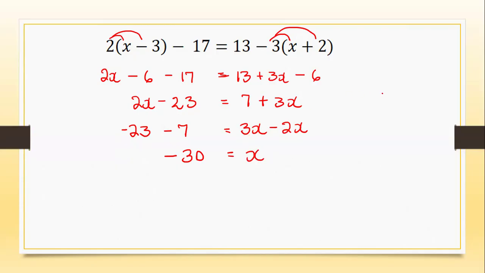Here we could have done our subtractions if we needed to. Subtract 7 from both sides, subtract 2x from both sides. And we would still end up with negative 23 subtracting the 7 and 3x subtracting 2x. This will go along with this.